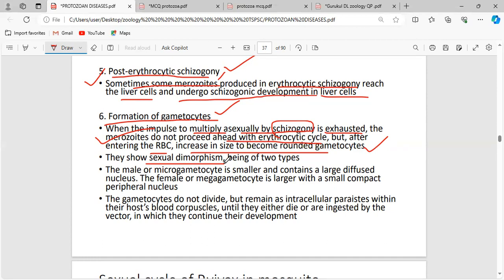One is micro and one is macro. Okay, this micro is said to be the male and it is smaller, and the macro is said to be the female and it is larger, the macrogametocyte. As it gives both types of cells, male and female, we are saying sexual dimorphism. See, the male or microgametocyte is smaller and the female or macrogametocyte is larger.